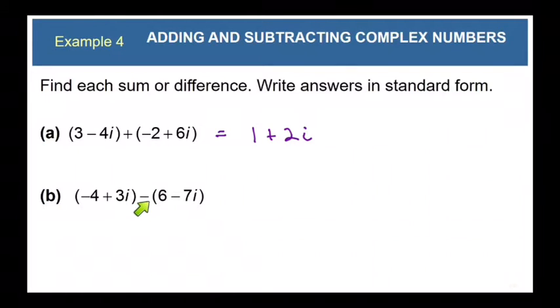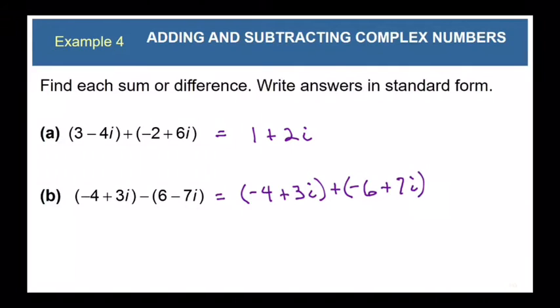On this second one, we have a subtraction, so let's distribute the minus sign. So that's going to become plus negative 6 plus 7i. So I distributed it, or what I did was what you probably learned back in middle school. I changed the minus to a plus, and I changed the sign of every number in here. Either way you want to write it, it's fine.